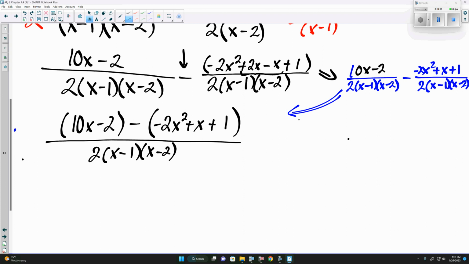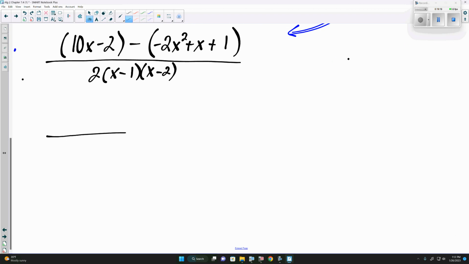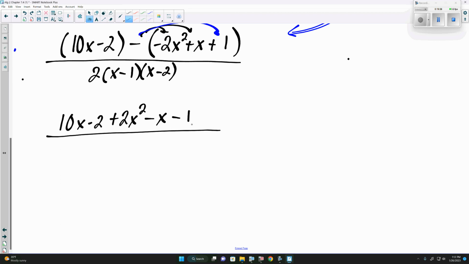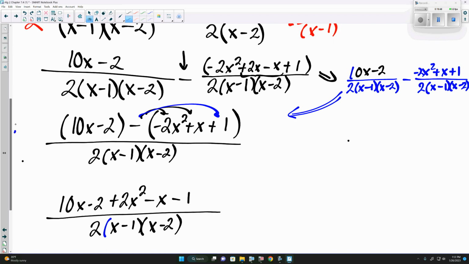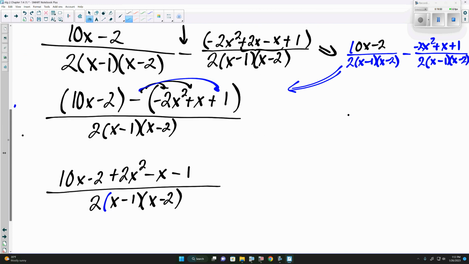All right. We can drop our parentheses. Now the second one, we do need to distribute that negative through. Negative 2x and be plus 2x squared. Negative with positive x and be minus x. And negative with positive 1 is negative 1. Make sure. Yep.